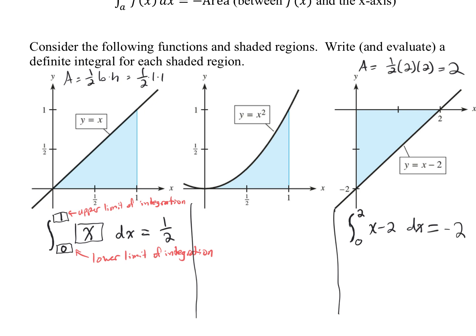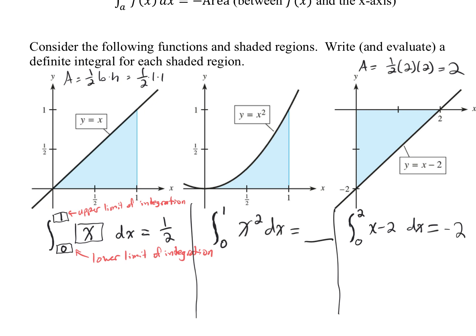All right, for this middle example, right now we can write down an integral that is equal to this area, but we won't be able to evaluate it until we talk about the fundamental theorem of calculus. However, that doesn't stop us from writing the definite integral down. So in this case, we write a definite integral. The lower limit of integration is 0, the upper limit of integration is 1, and the function in this case is x squared. We are doing this with respect to x.